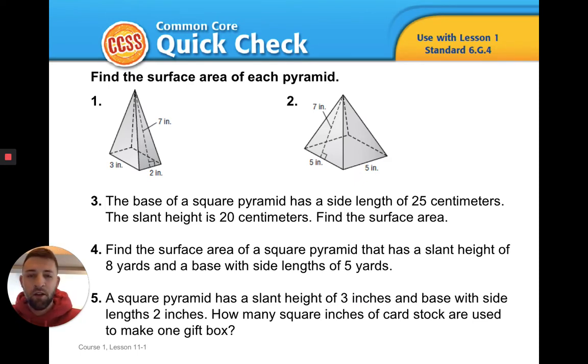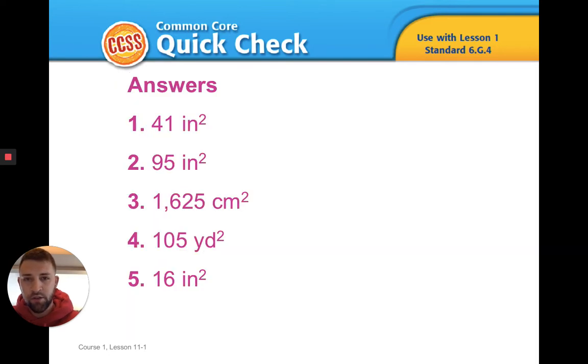Here are some review questions from our last lesson, surface area of pyramids. So if you want to go ahead and solve some of these, feel free to do that. Just pause the video and then check your answers on the next slide.